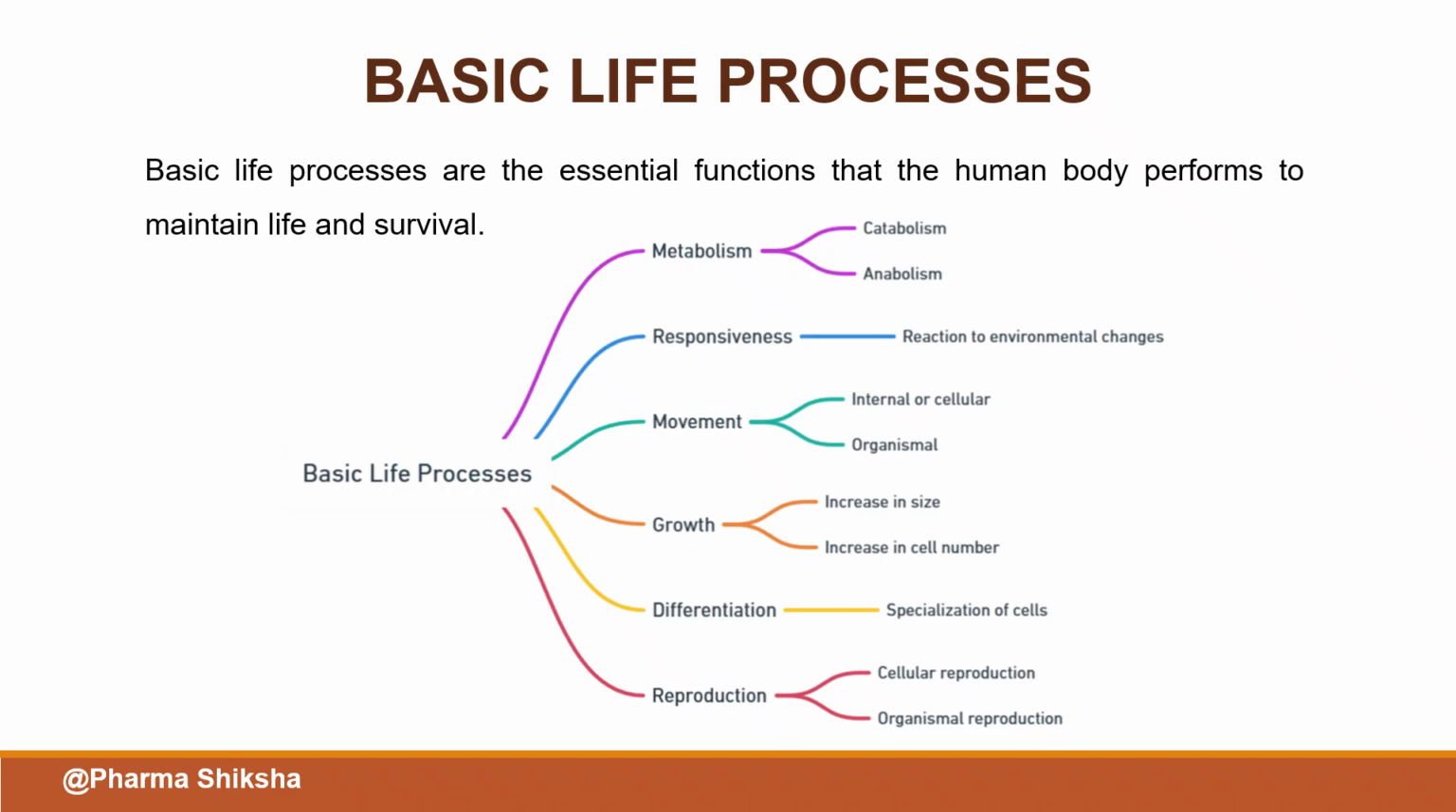In the basic life processes, we can see metabolism, responsiveness, movement, growth, differentiation, reproduction. If these life processes are not there, that means the body is dead. The person is not alive. So metabolism is classified into two types, catabolism and anabolism.